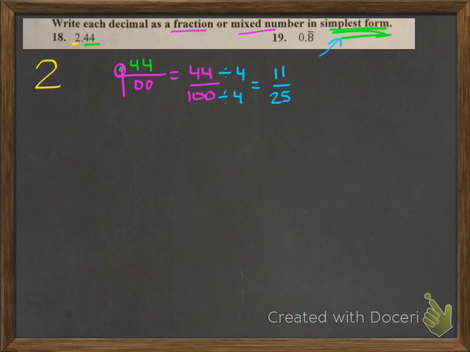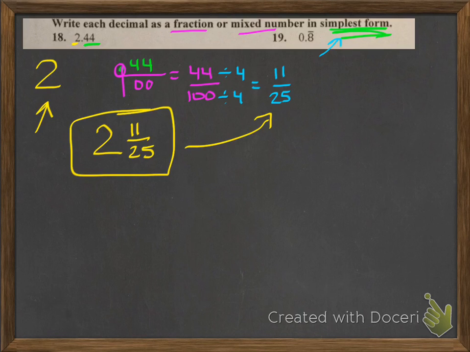I can't tell you how many times I've seen students be really excited, they got the answer, it's all good, they put 11/25 on the paper and they move on. Please don't make that error either. Make sure that you go back to the beginning of the problem and say, oh, this was 2.44, that means my answer needs to be 2 and 11/25 because it was a mixed number to begin with.